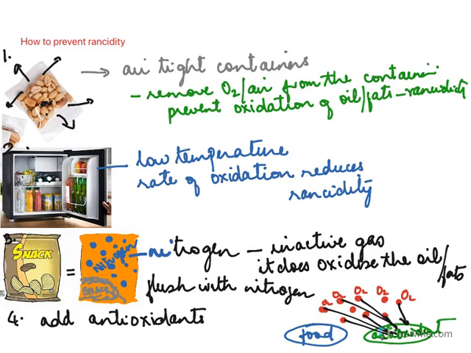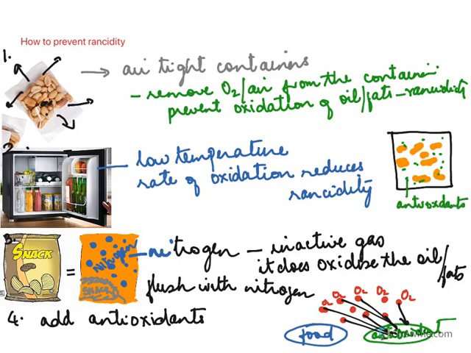So usually we have a packet with some snacks or some kind of food in this packet, and they also add these little bits of antioxidants in the food. This green thing, we call it antioxidants. So what do the antioxidants do? They take away the oxygen, they prevent the oxidation of the food.